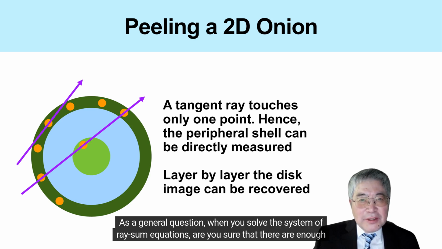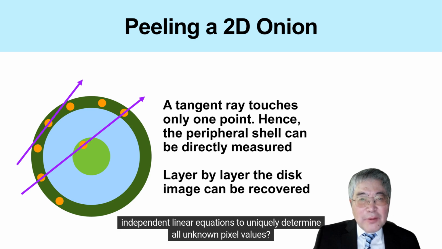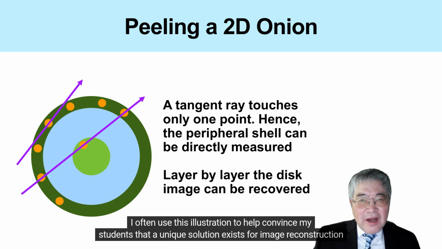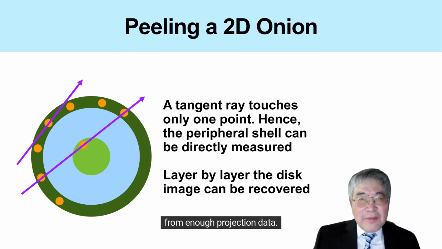As a general question, when you solve the system of ray-sum equations, are you sure that there are enough independent linear equations to uniquely determine all unknown pixel values? I often use this illustration to help convince my students that a unique solution exists for image reconstruction from enough projection data. Imagine that an image to be reconstructed is an onion.